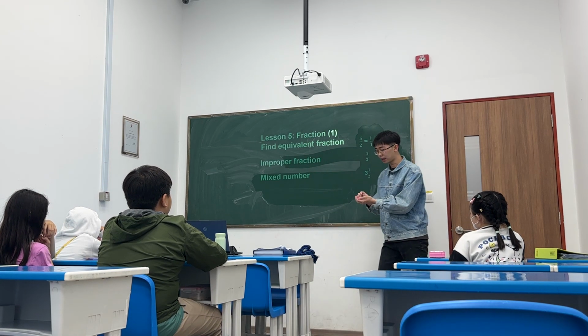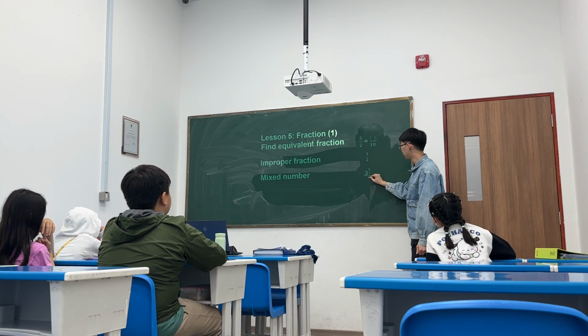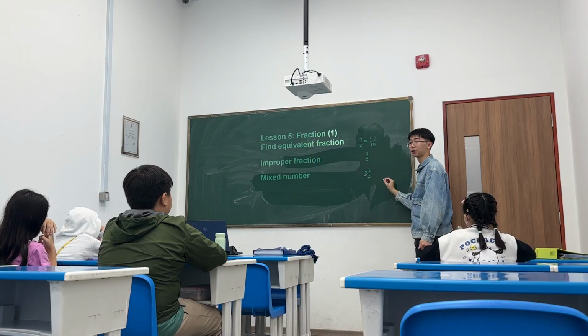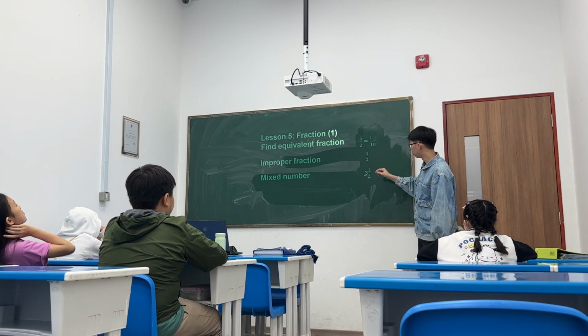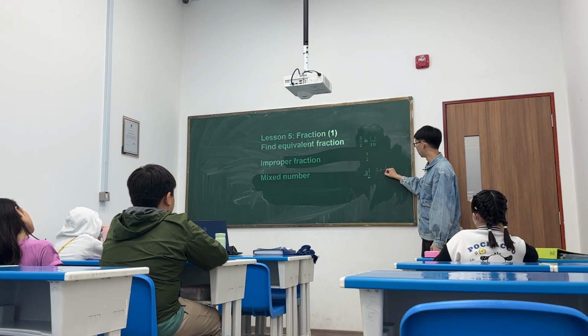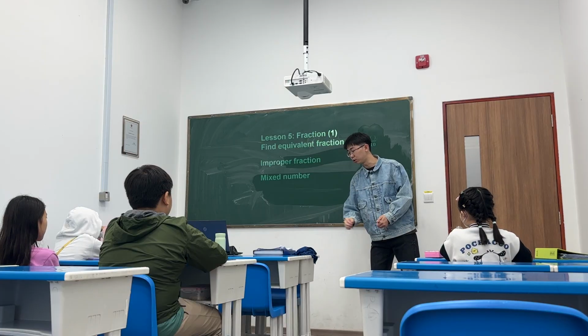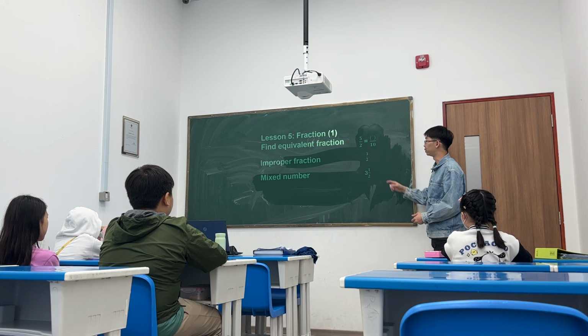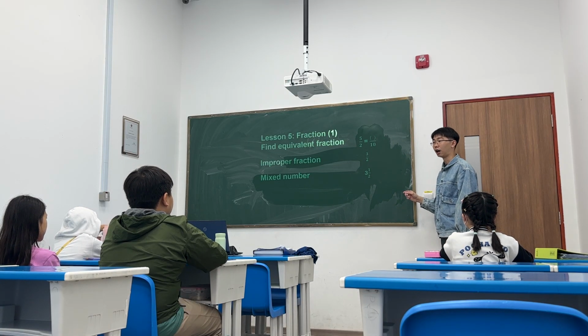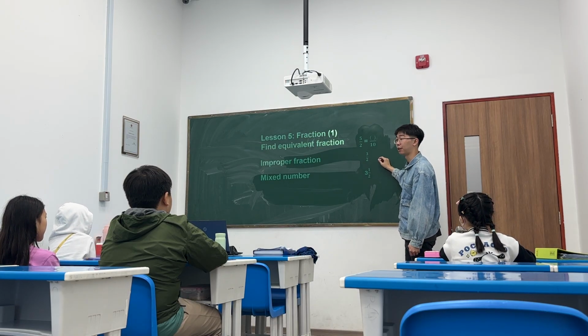So a mixed number contains 3 parts here. The whole number part, the numerator, and the denominator. So this actually represents 3 plus 1 over 2. Alright? And then we'll take a look at how to do the conversion between the mixed number and improper fraction. Richard, can you tell me, for this 3 over 2, how do you convert it to a mixed number?